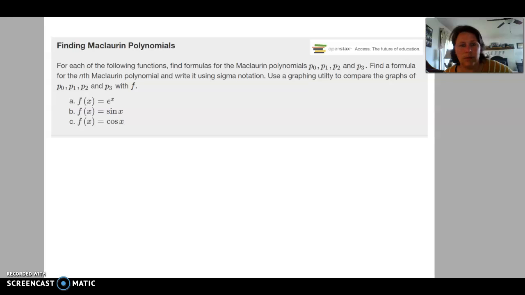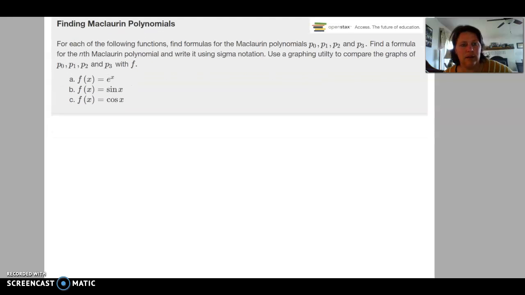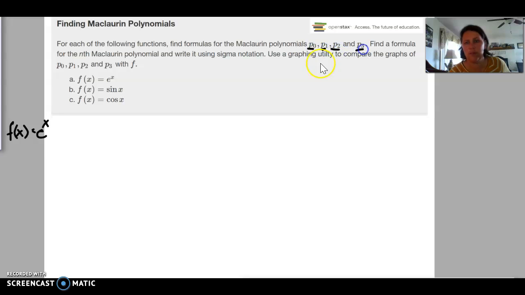All right, so we are going to look at how we find a Maclaurin polynomial. So we're going to look at these functions below. We have f of x equals e to the x, f of x equals sine x, and f of x equals cosine x. We're going to look at each one of those individually. The first one is when f of x is equal to e to the x. For our polynomial, they want us to find p sub 0, p sub 1, p sub 2, and p sub 3.